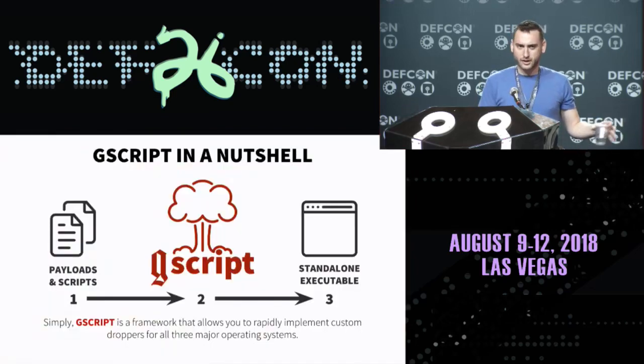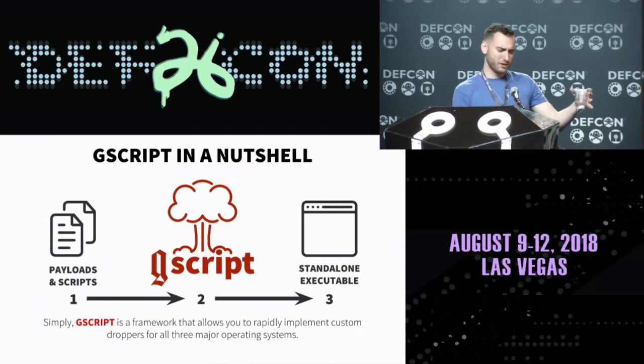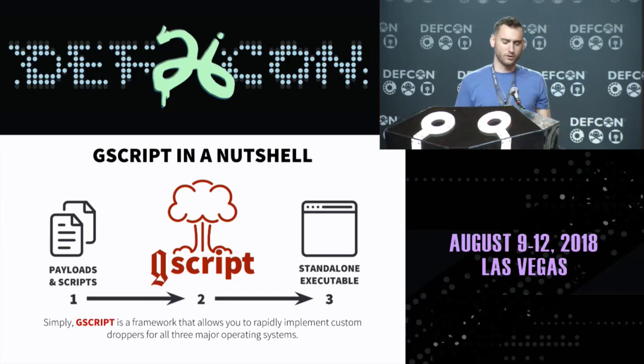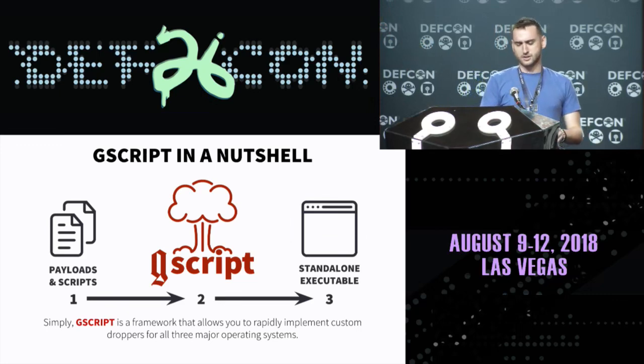What is GScript? Dan covered this a bit. It's this dropper. It lets us take malware and bundle it together and tape it up in a big ball and throw it at somebody. Great, that's a good explanation, but how do you use it? What does it look like to you as the red teamer? It's really easy. You have your payloads. You write a script for your payload. You use the GScript compiler just on the command line. You get out a native binary. It couldn't be more simple than that. I use this all over our documentation. GScript is a framework that allows you to rapidly implement custom droppers for all three major operating systems.